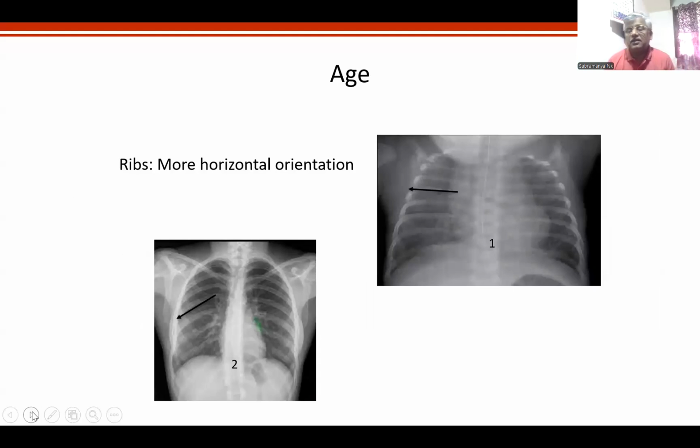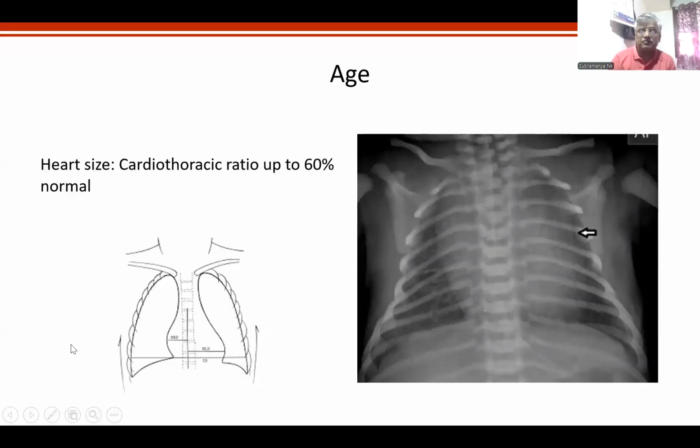The next is that you look at the ribs. Dr. Ravikiran is asking to repeat. Okay, I'll repeat for Ravikiran.